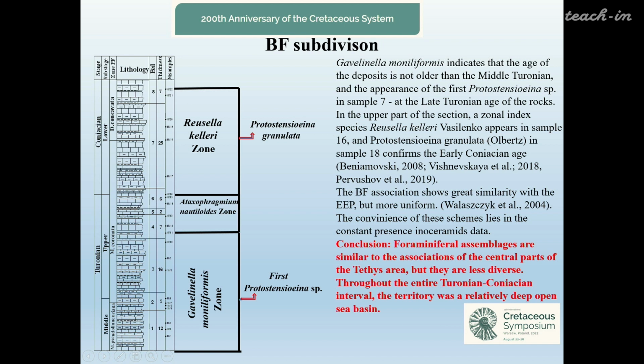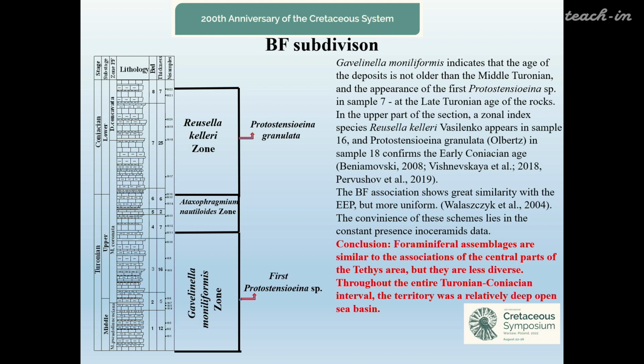Benthic forms give us the next picture. Gavelinella moniliformis indicates that the age of the deposits is not older than the Middle Turonian, and the appearance of the first Protostensioeina species in sample 7 indicates the late Turonian age of the rocks.